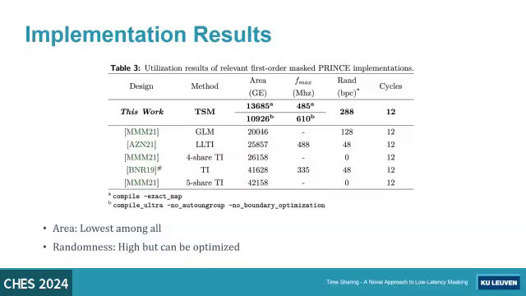And well, the brief observation is that okay, it's the smallest circuit. The randomness requirement is highest, ours, but it can be optimized. This was just not trying to reduce this. This was not the goal. So we definitely think there's room for improvement here.